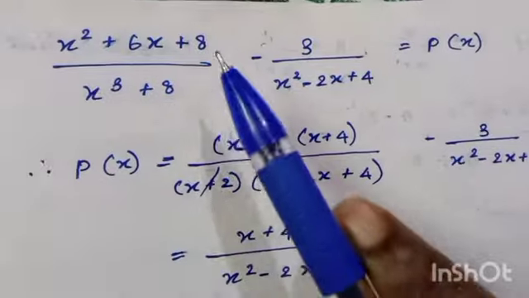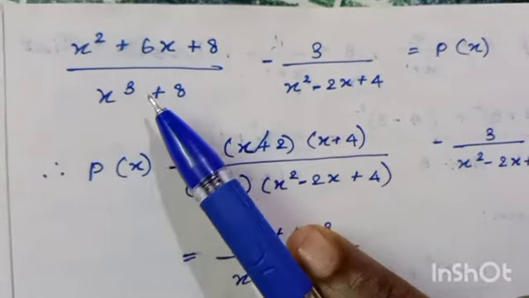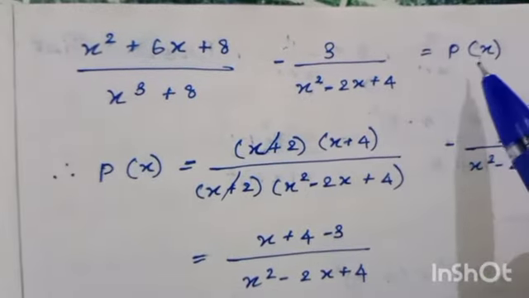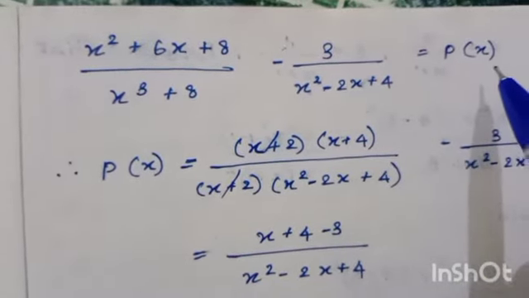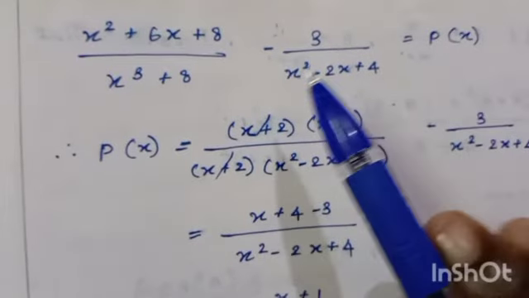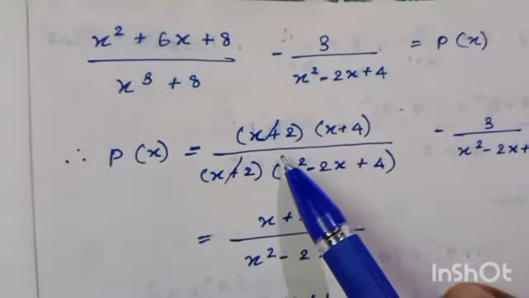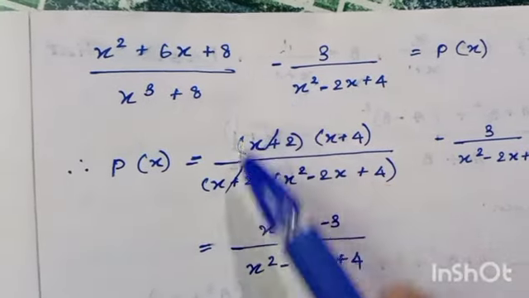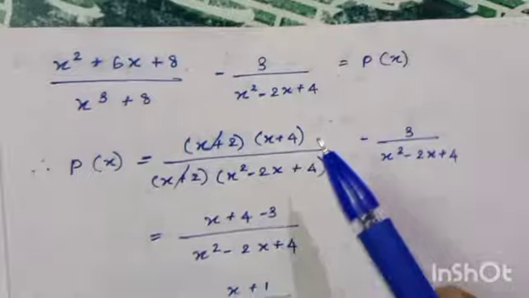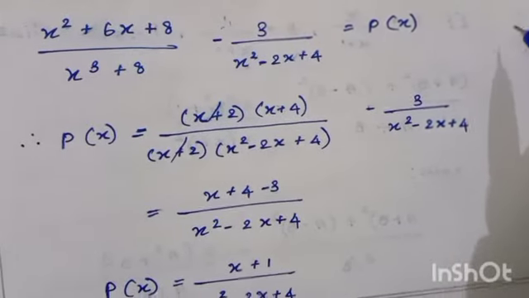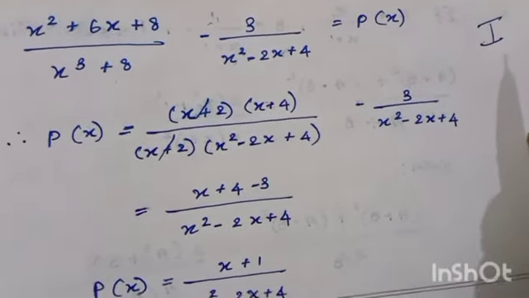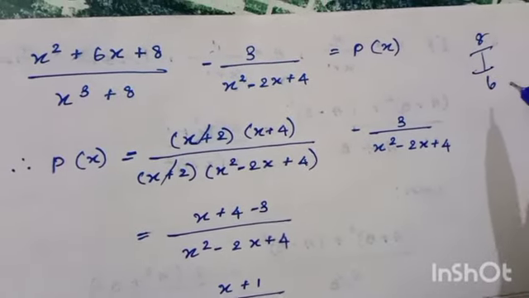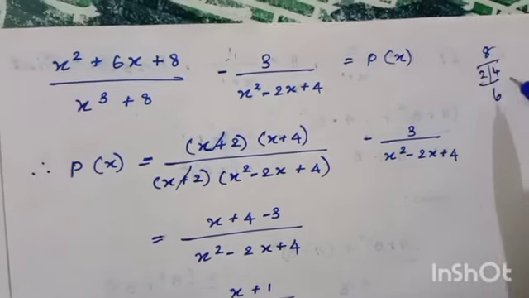Now you have to apply the transposing rules. The expression (x square plus 6x plus 8) by (x cube plus 8) stays, the right hand side expression moves to the left hand side, and the left hand side p of x moves to the right hand side. So now rewrite this with their factors. For x square plus 6x plus 8, the factors are (x plus 2) into (x plus 4). The product value is 8, the adding value is 6, so 2 and 4, 2 fours are 8.